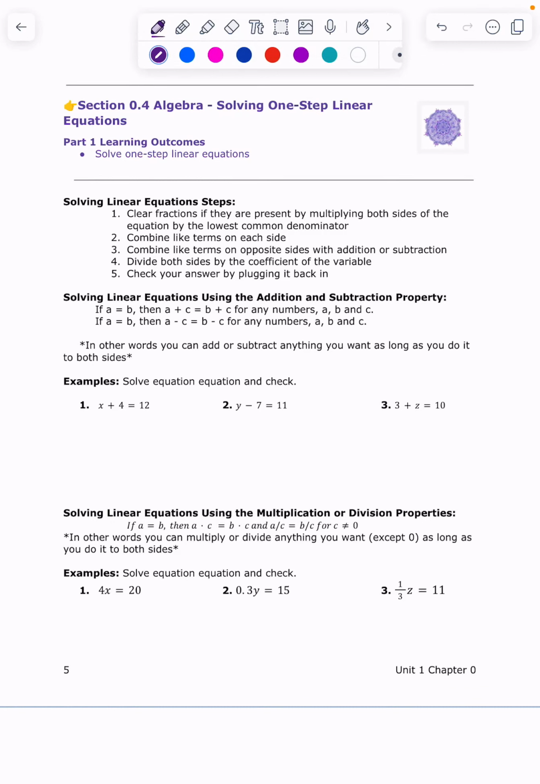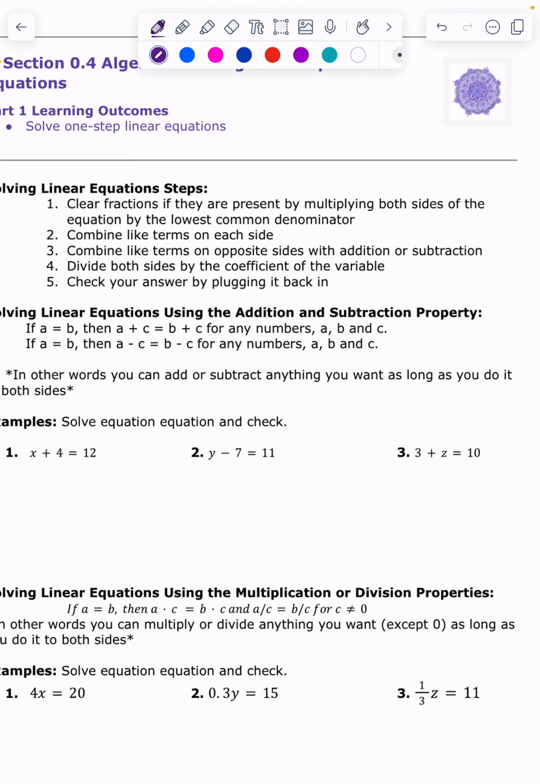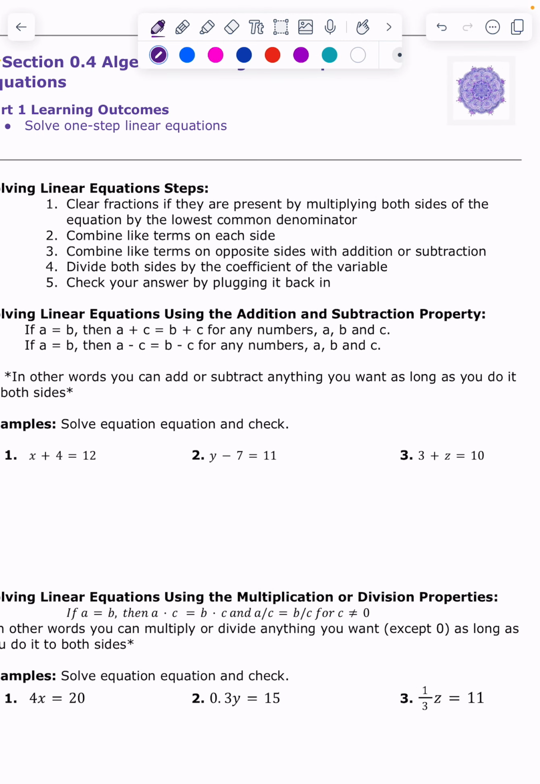All right, section 0.4, we're actually going to solve some algebra problems. So the first step it says here is to clear fractions. We almost never need to do that one, but it's there in case it comes up. Combining like terms, yes, sometimes you need to do that for certain percent problems. Combining like terms on opposite sides with addition or subtraction.